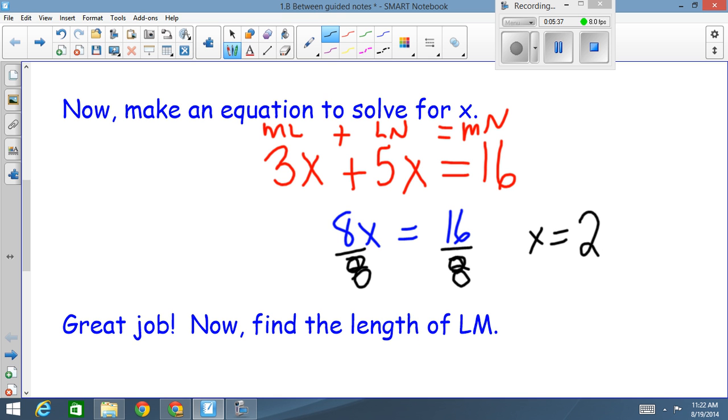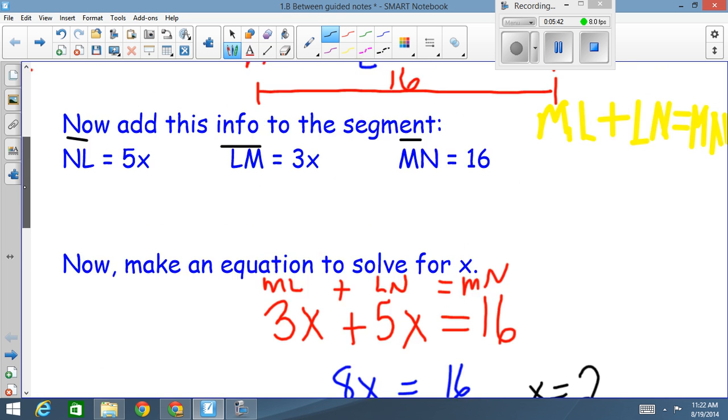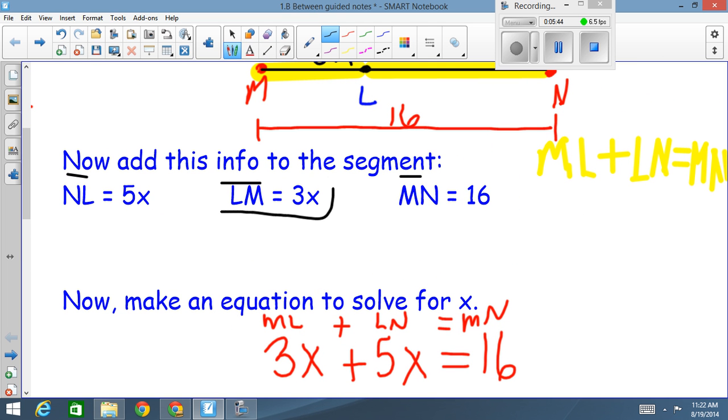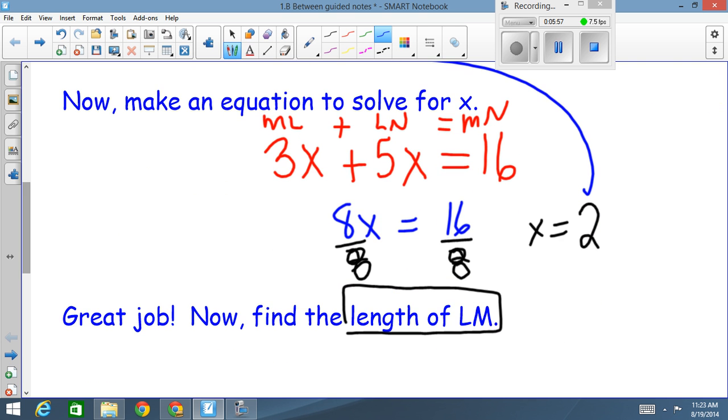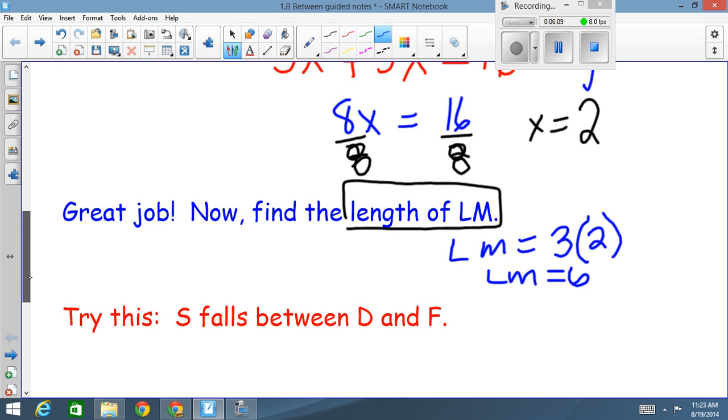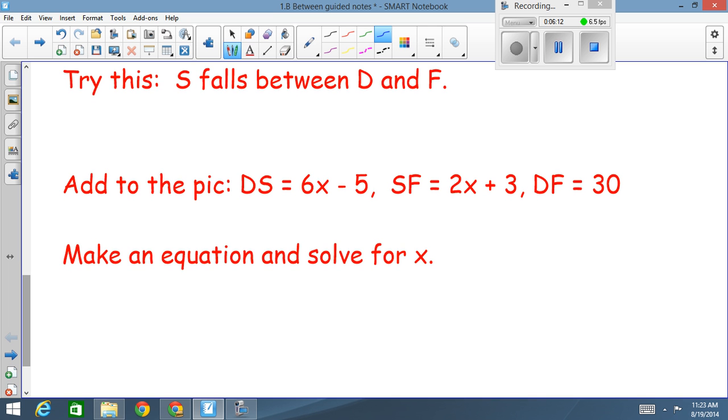Well, what if they then ask, what's the length of LM? I'm going to go back up here. LM is equal to 3 times x. I now know that x is 2. I'm going to take this 2 and drop it right in there in place of the x. It's a substitution. So LM is the same thing as 3 times 2. So LM is a length of 6. Okay?